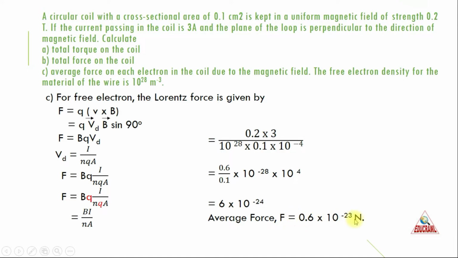This is the proper way of representing any answer in physics. So we rewrite the value 6 into 10 power minus 24 as 0.6 into 10 power minus 23 with the unit Newton.